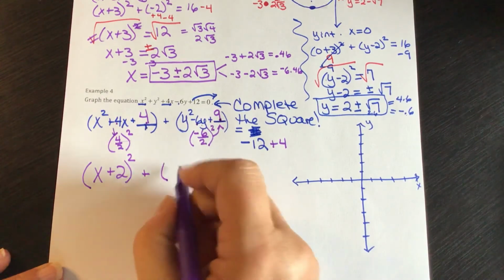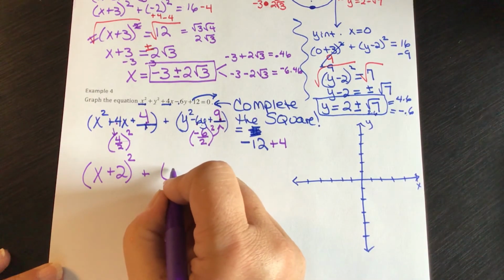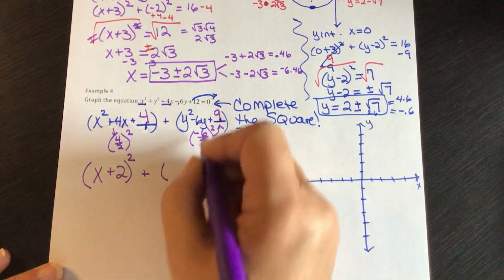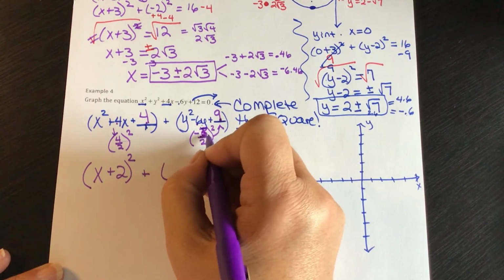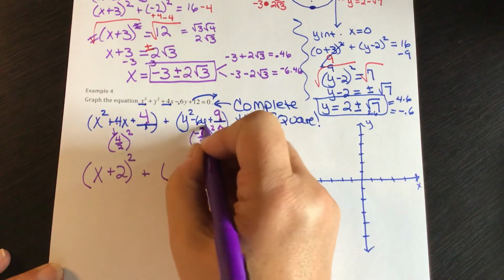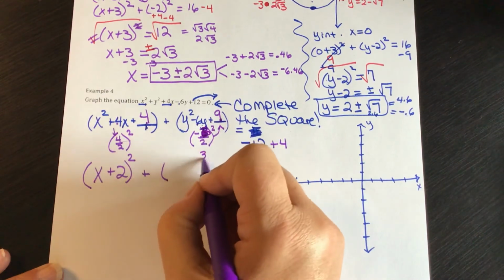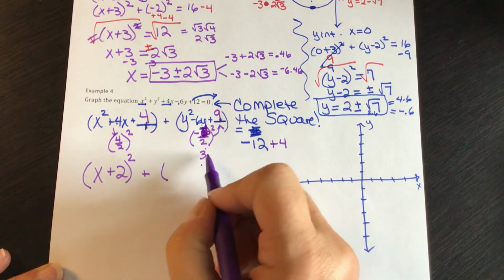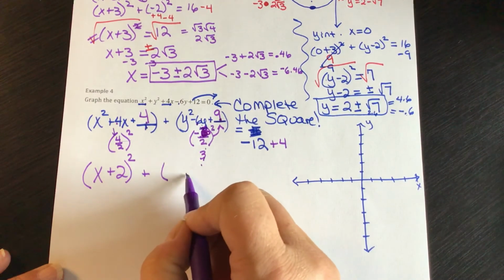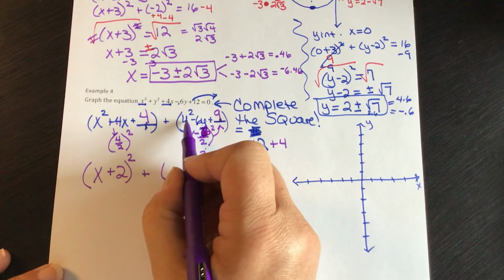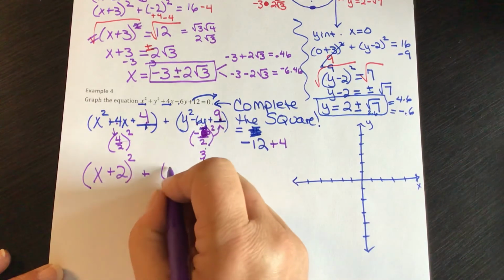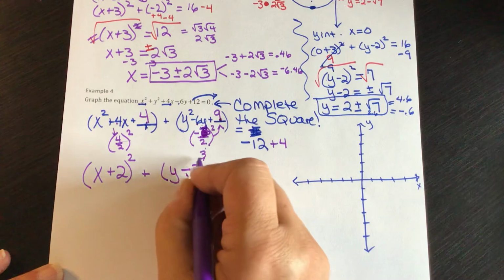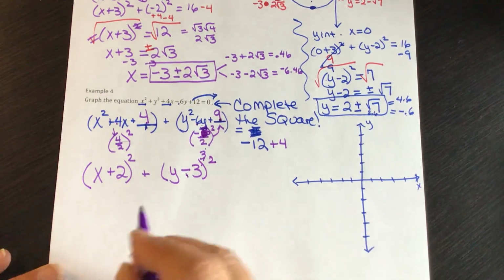Whoops, I wrote this wrong. Half of 6 is 3. Well, and I didn't even write that. Sorry. This was right. But this number ended up being 3, half of 6. This is the number that's going to go inside here. So the numbers that multiply to be 9 are 3 and 3. So this would be y minus 3 squared.